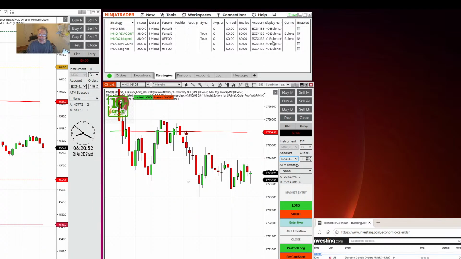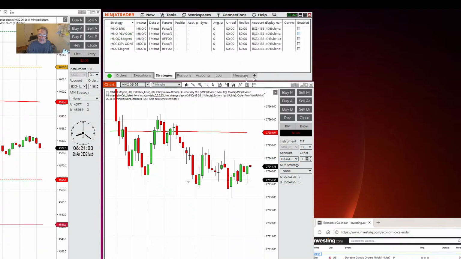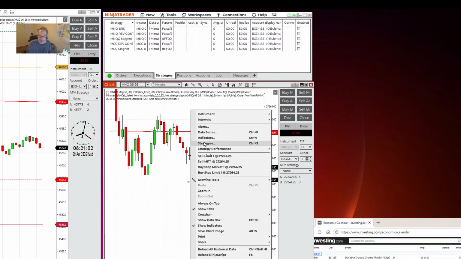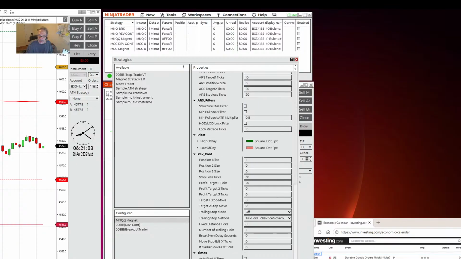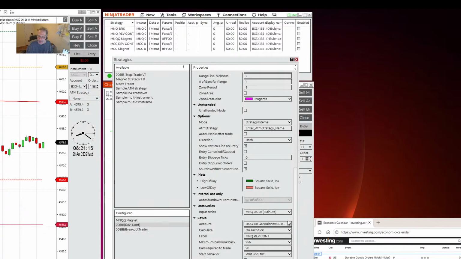Let me make sure I did everything right. So look, my brain is half asleep still. So let's go back to our MNQs and put them all on the MNQ account 41. So let's highlight our strategies. Start with the magnet, and we'll go down to the software chart account, and it is on 41. We'll check the reverse continue. That was on 40. We'll put that on 41.